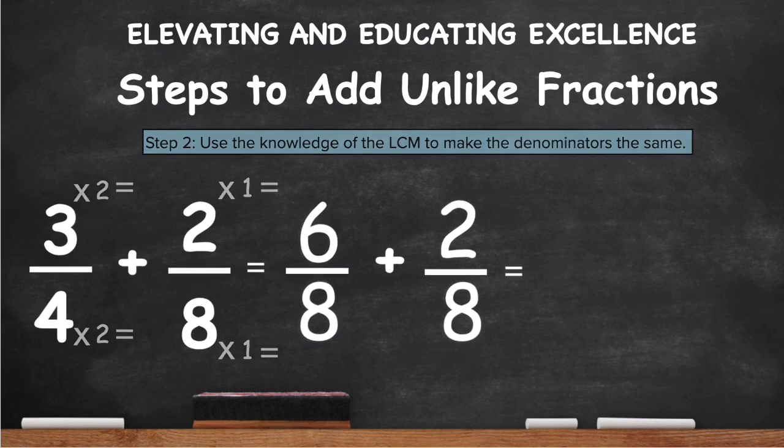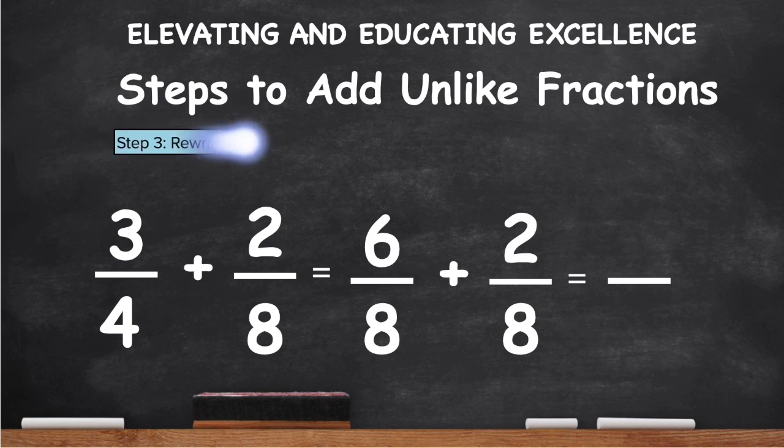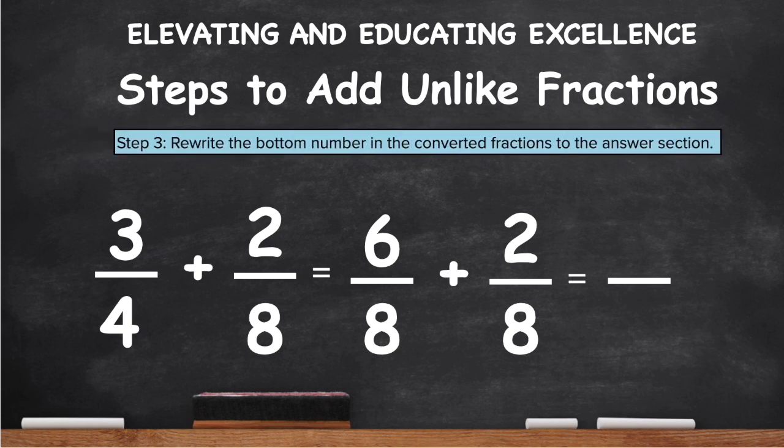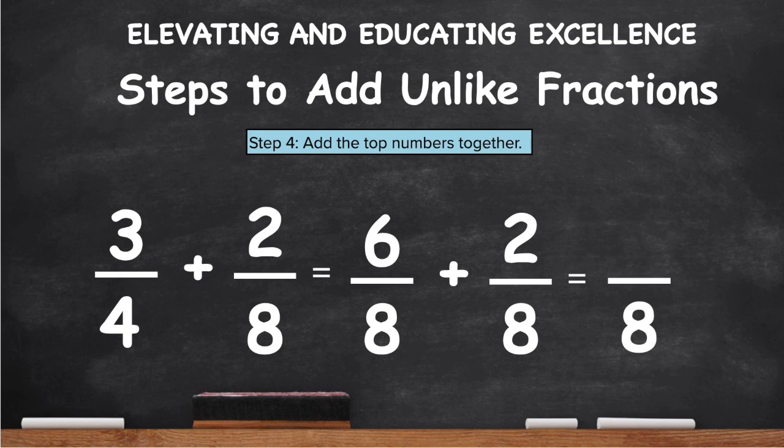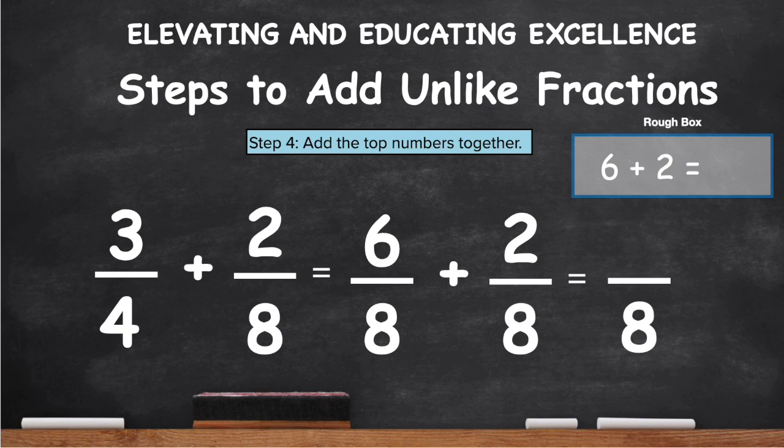Now we're going to do step number 3, which is rewrite the bottom numbers in the converted fraction to the answer section. The converted fraction is 6 over 8 plus 2 over 8. So now we're just going to simply move that 8 over to the fraction in the answer section. Now we're going to do step number 4, which is add the top numbers. Let's draw that rough box, and in that rough box, we're going to write 6 plus 2. 6 plus 2 equals 8. So now we're going to write the 8 on the top number of the answer section.